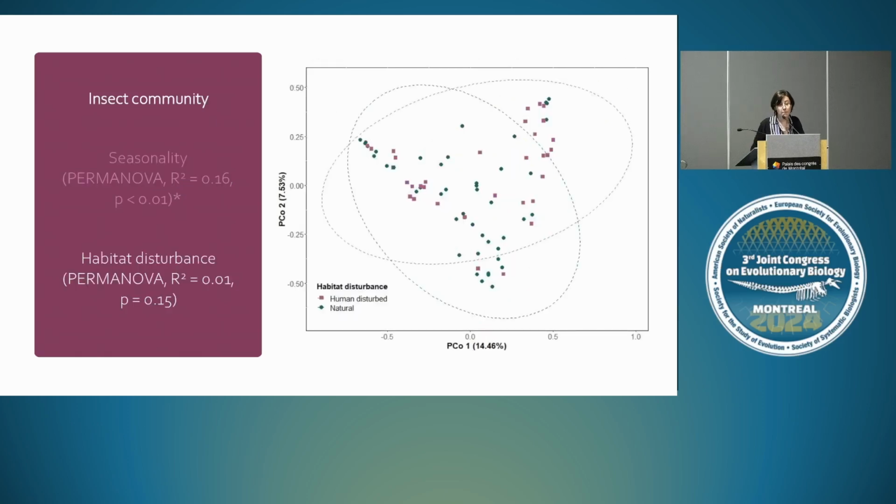However, when we color those points by habitat disturbance, here we have pink as human disturbed area and green as natural area. We see a huge overlap of those points, so we didn't actually find any effect of habitat disturbance on the insect composition.